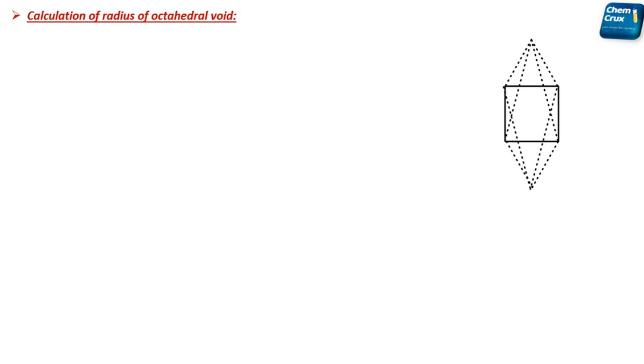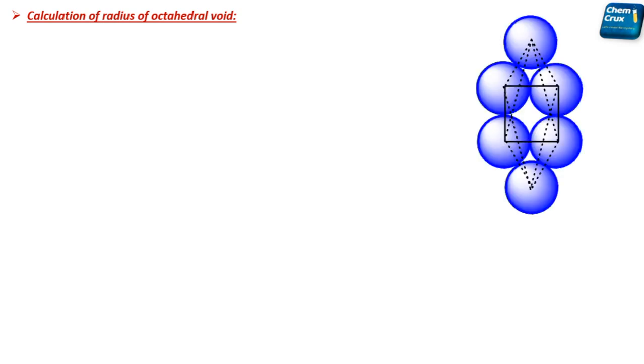So now we will calculate the radius of octahedral void. Let us consider an octahedron, and 6 spheres are present at the 6 corners of the octahedron. These 4 spheres lie on the plane of the octahedron. This sphere lies above the plane, and this sphere lies below the plane. Now we know that if 6 spheres are located at the corners of an octahedron, they will form an octahedral void like this.